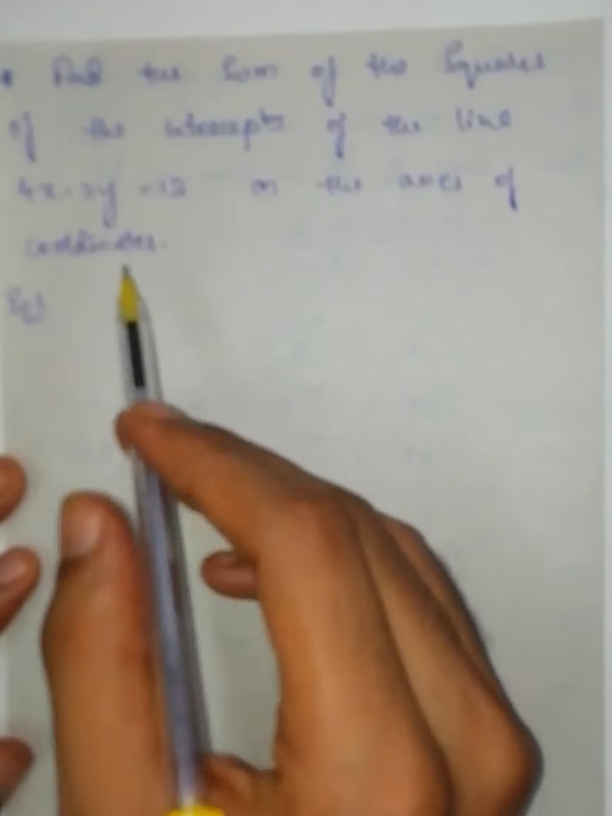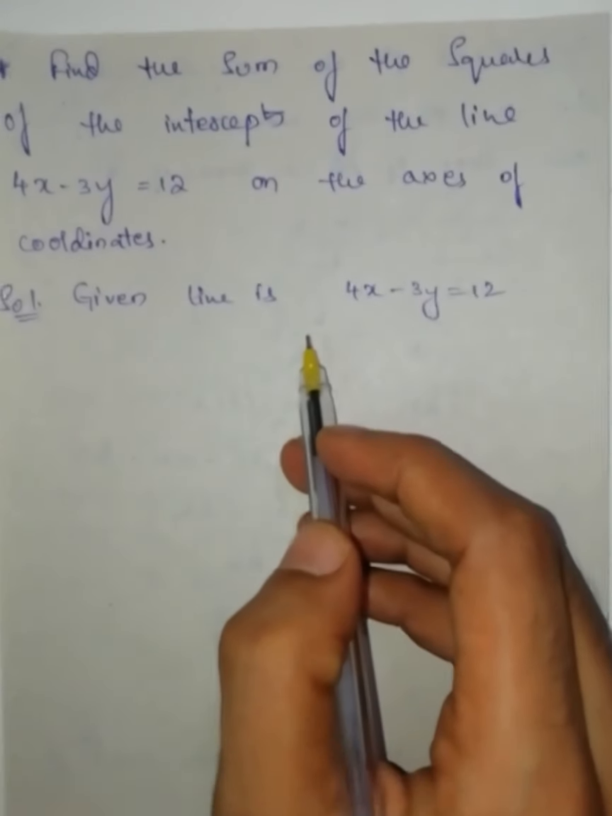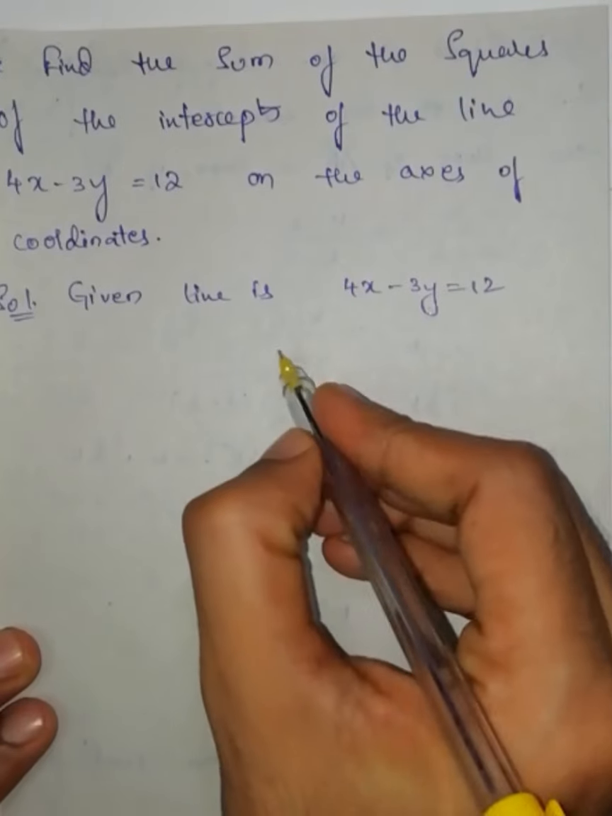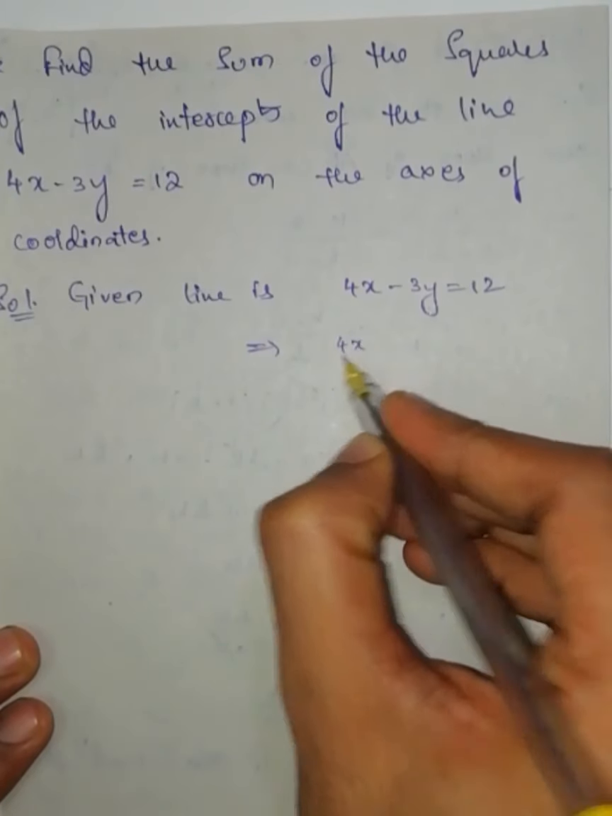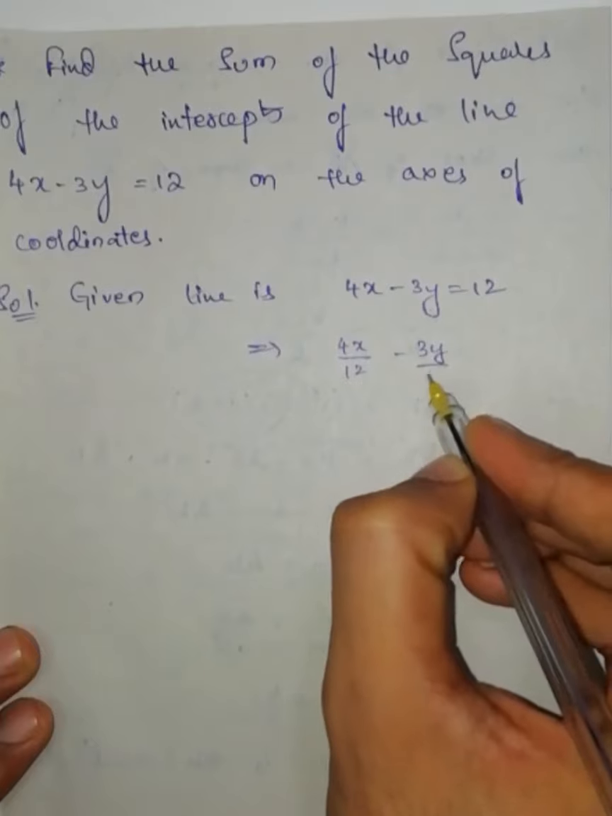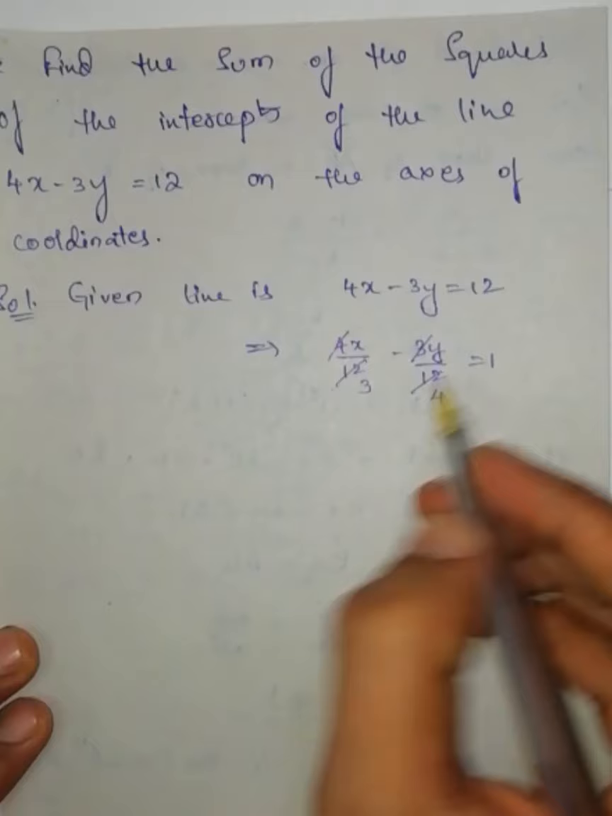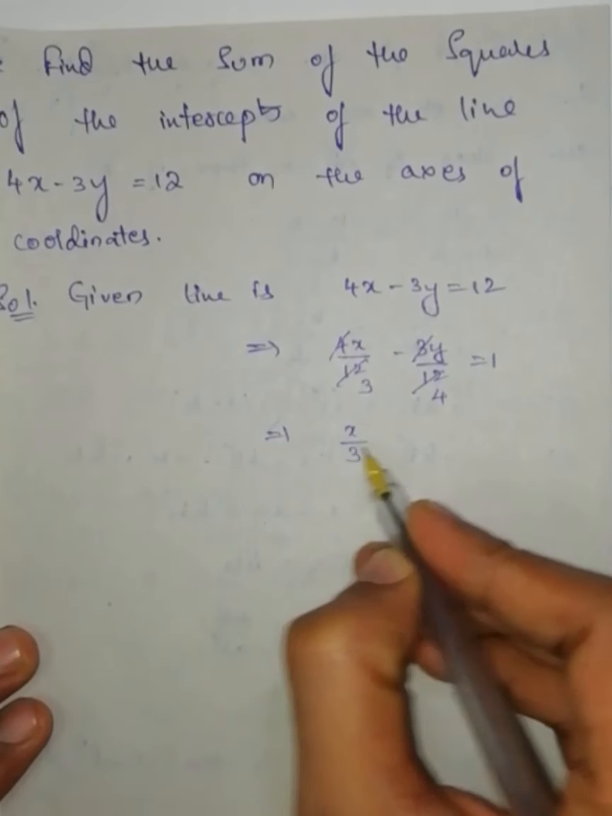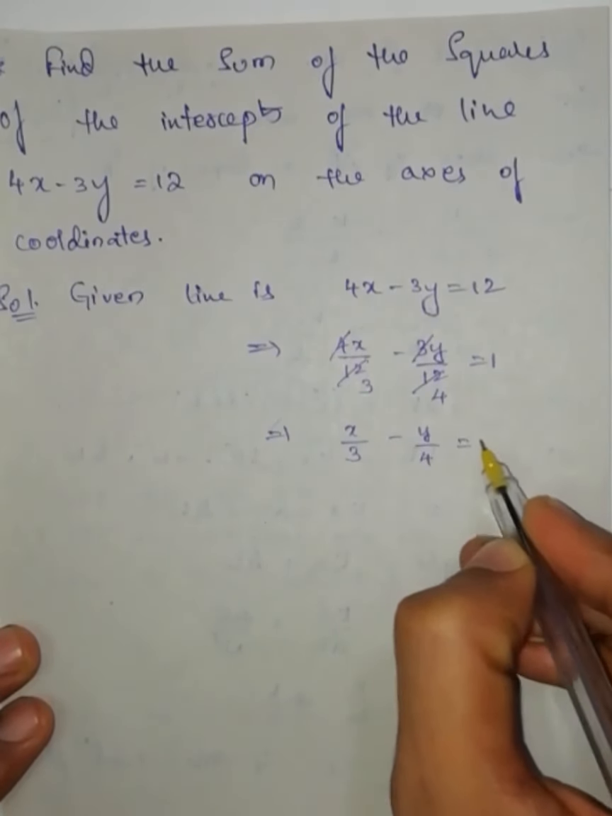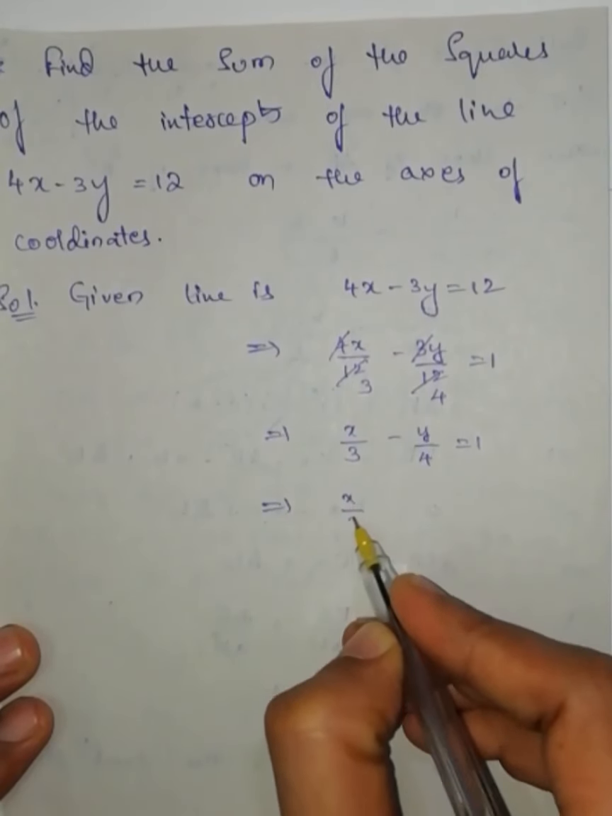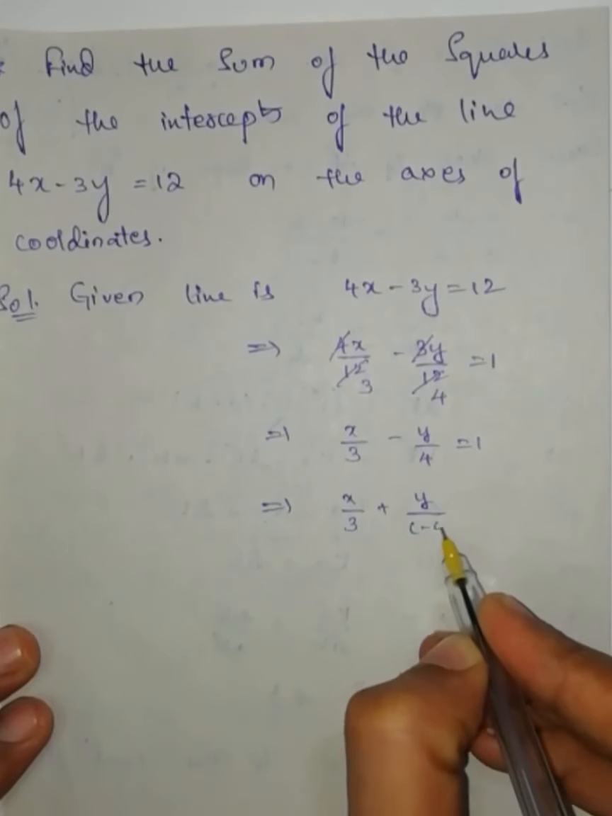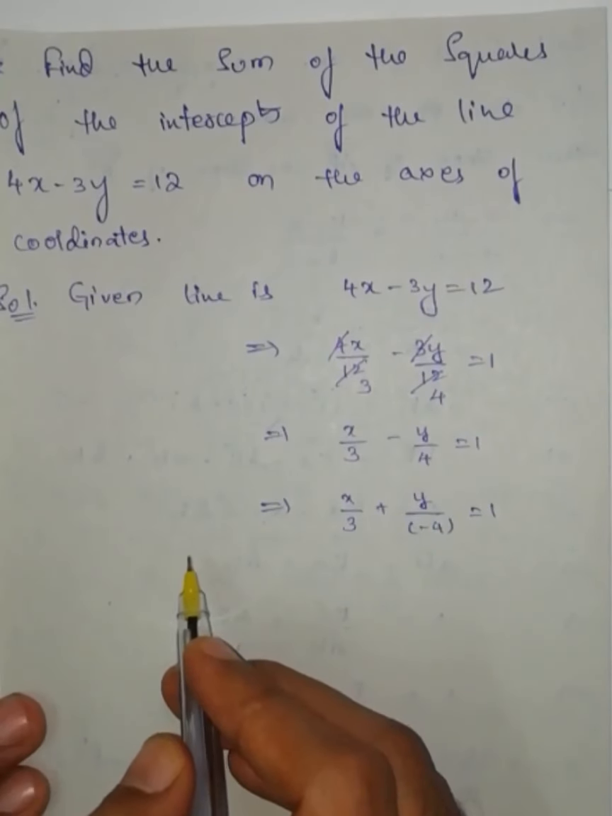Solution. The given line is 4x minus 3y is equal to 12. Now I am going to write this in intercept form. So this can be written as 4x by 12 minus 3y by 12 is equal to 1. 4 ones are 4, 3 ones are 3, 1 fours are 4. x by 3 minus y by 4 is equal to 1. This implies x by 3 plus y by minus 4 is equal to 1.